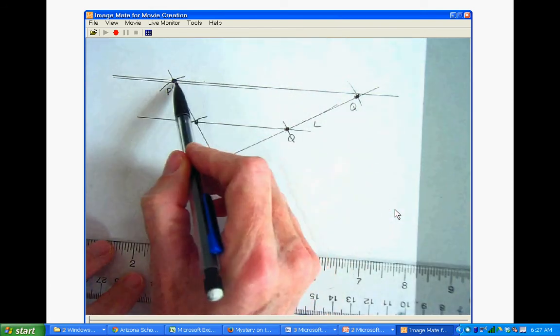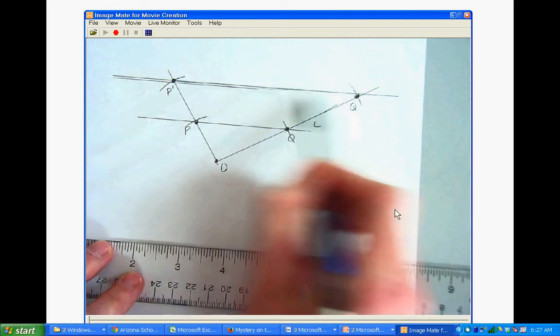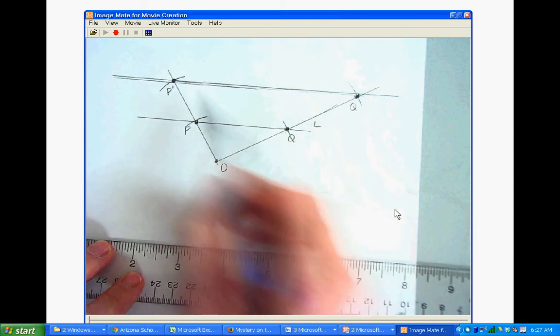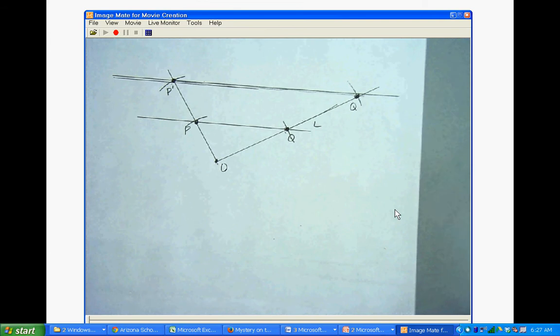This line can be moved up here because we can use translation. And remember that the line goes all the way through. But the distance is going to be twice the size of our PQ. So we can map a line to a line.